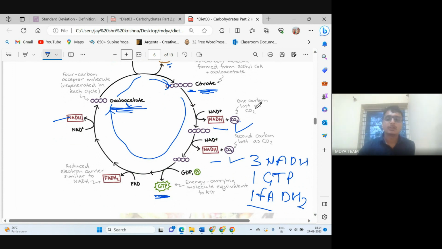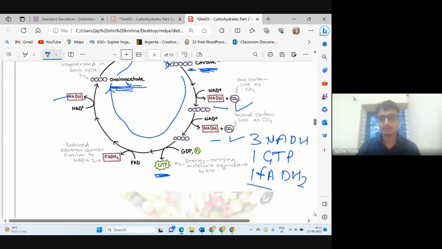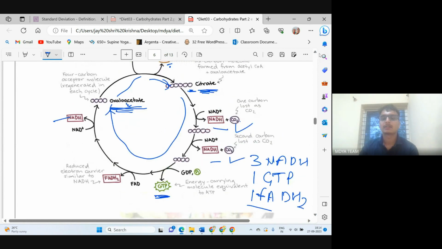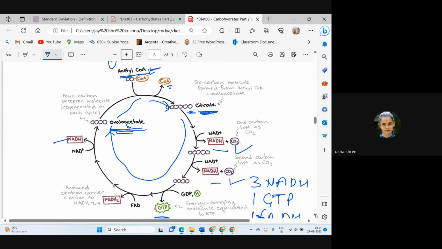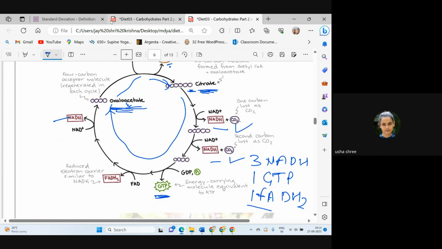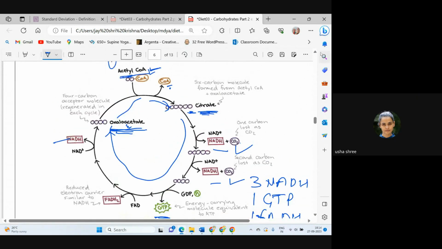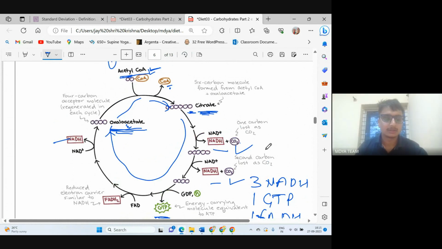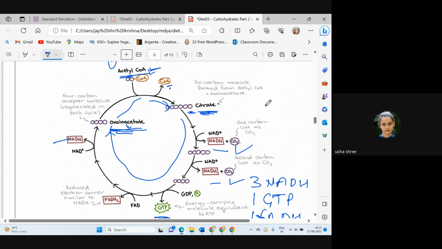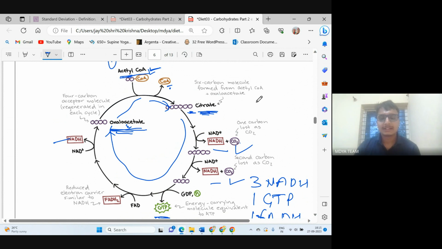So for one molecule of glucose, how many cycles will there be? Are you getting my question? For one molecule of glucose, how many Krebs cycles would there be? Because there are 2 molecules of acetyl coenzyme A, 2 cycles will be there. Okay, everyone is getting this point.